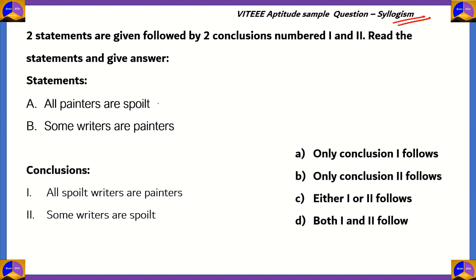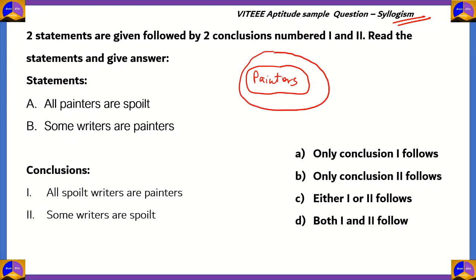So let's start drawing diagrams in order to represent the statements. The first statement is that all painters are spoilt. So that means if we have a set of painters, then this set will be completely inside another set, which will be titled spoilt. So all painters are inside spoilt.